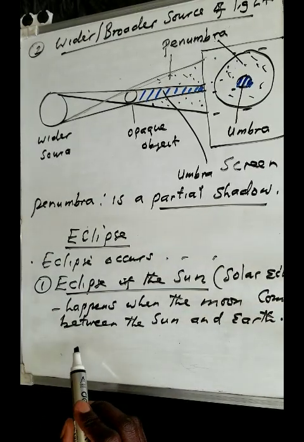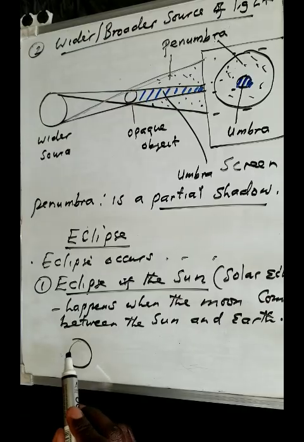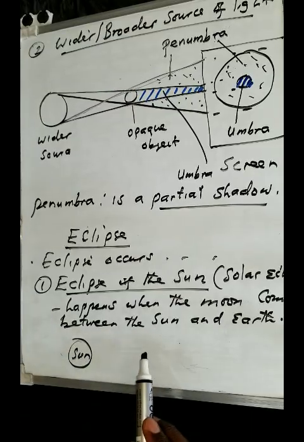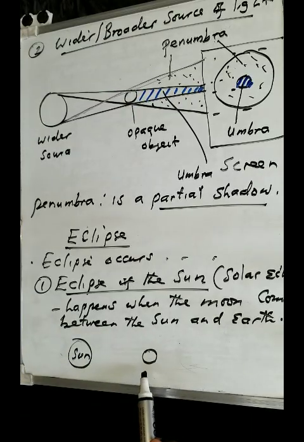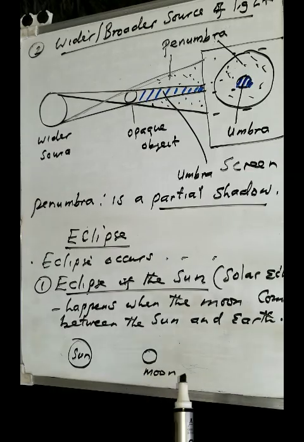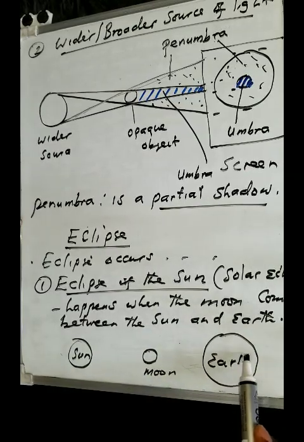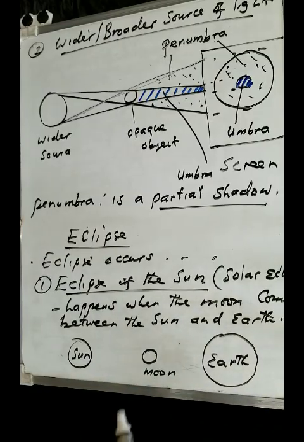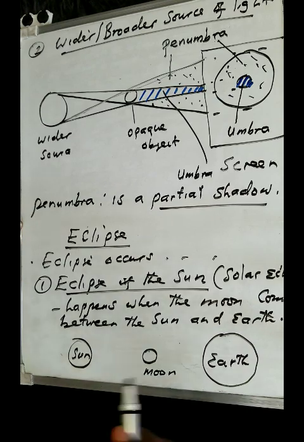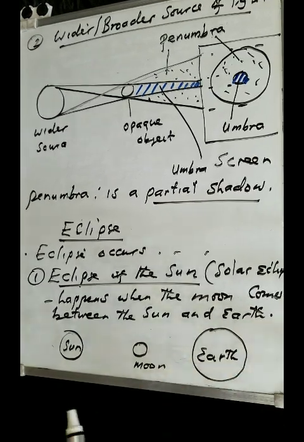So what I mean is that if you have got the sun here, let me say you have the sun, and let me say that you have the moon slightly smaller, so you have the moon and you have the earth in this case here. So when the moon comes between the sun and the earth, what is created is what we simply call a solar eclipse, or eclipse of the sun.